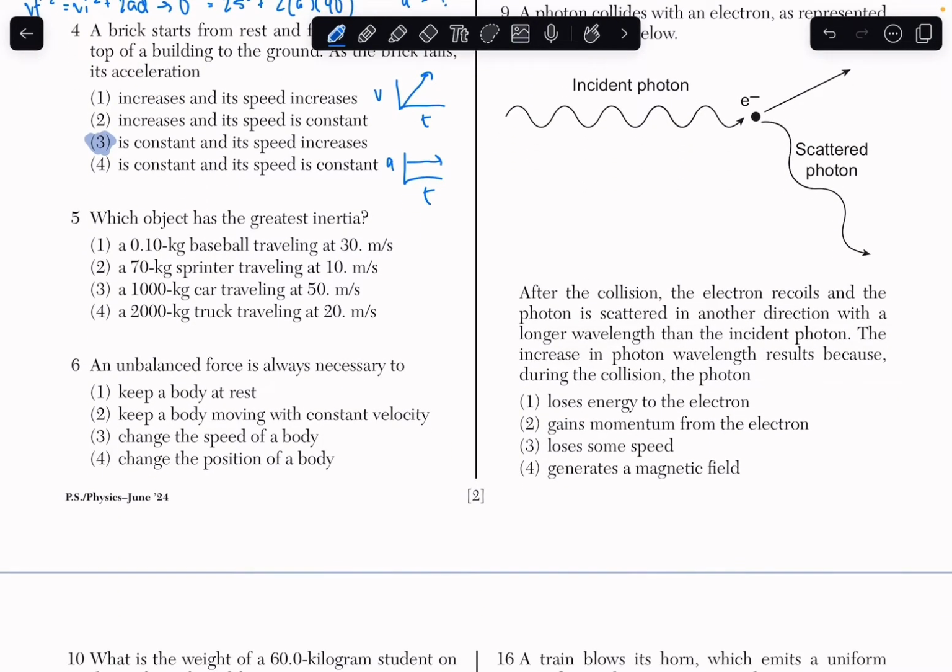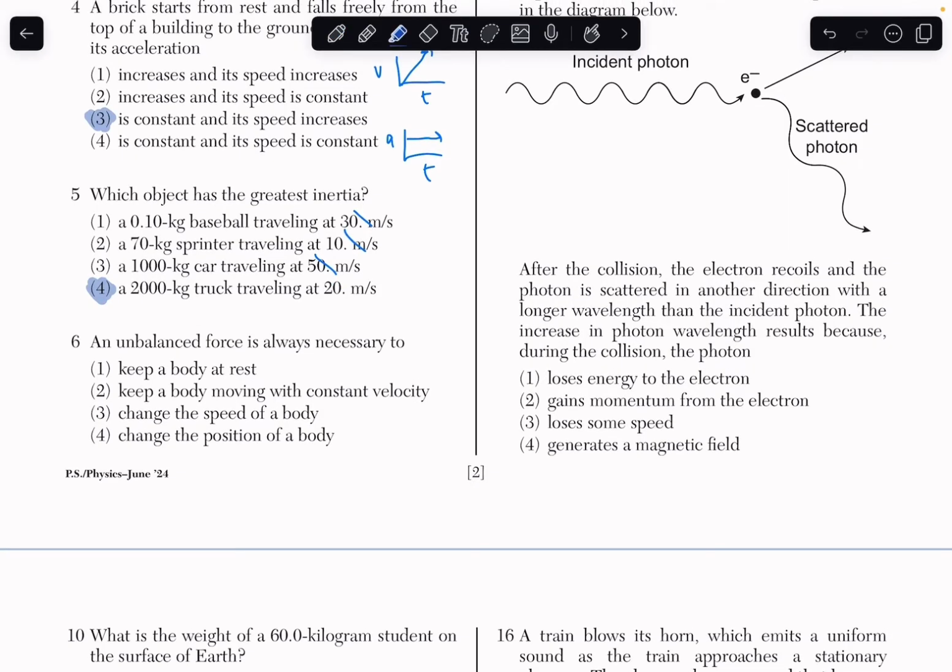Number 5, which object has the greatest inertia? So this is going to be number 4, a 2,000 kilogram truck traveling at 20 meters per second, because inertia is just mass, and 2,000 kilograms is the largest mass of all these choices. Don't pay attention to any of these. The velocity doesn't matter. Inertia is just mass.